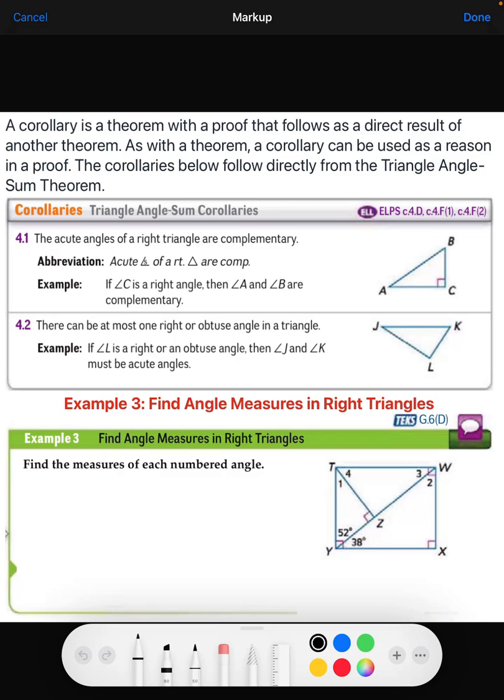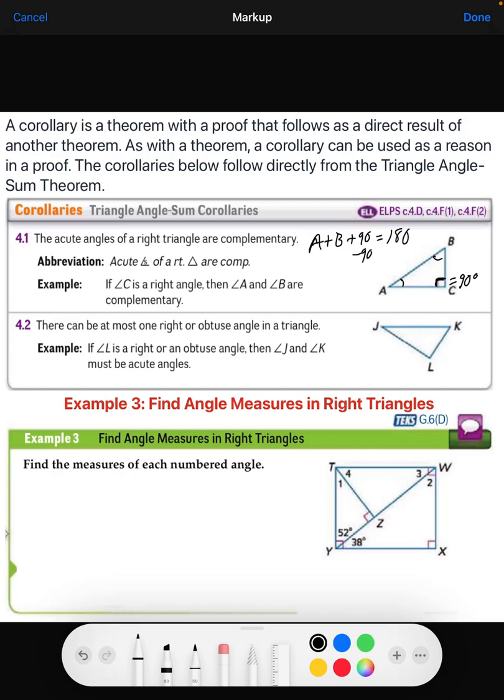So the acute angles are going to be our angles here, not our 90-degree angle. This little symbol here means 90 degrees. So if angle C is a right angle, then A and B are complementary. That's because we know that our triangle adds up to 180 degrees. So A plus B plus 90 equals 180 degrees.